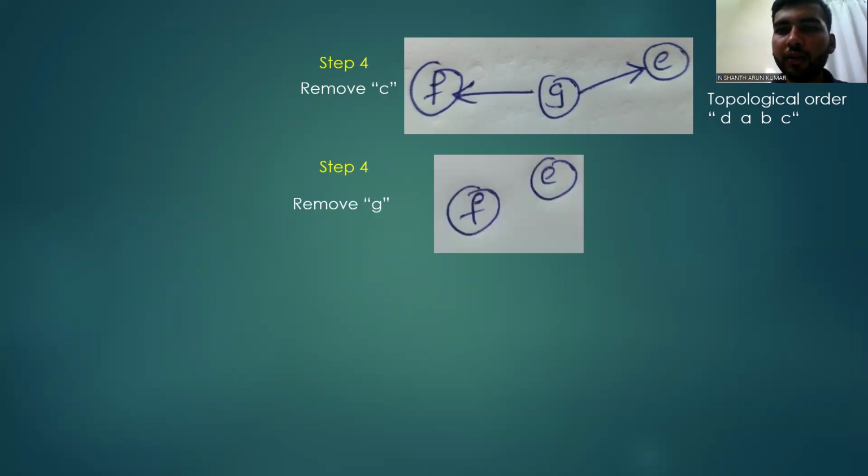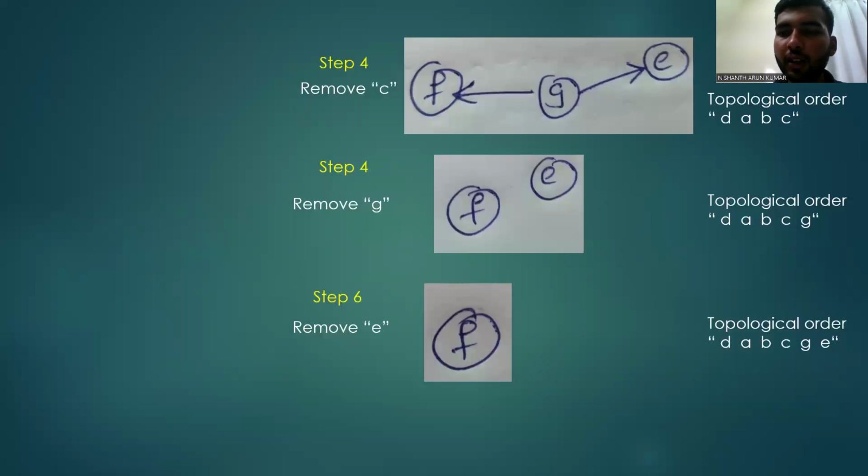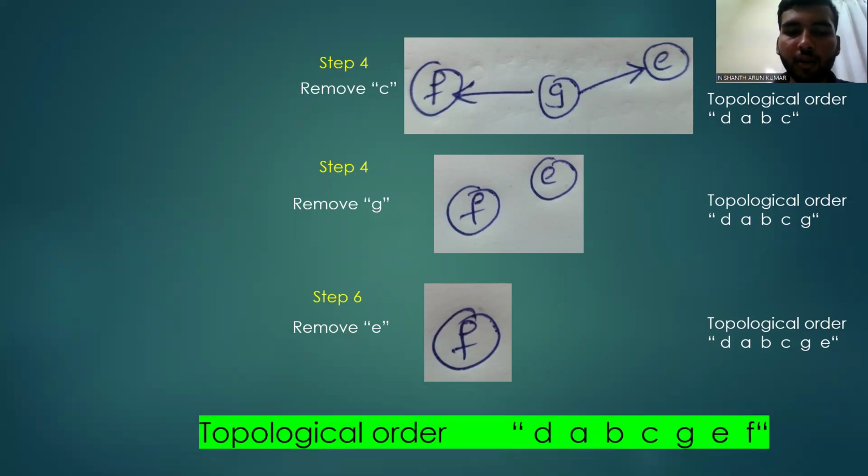By removing G, there will be two nodes. Topological order becomes DABCG. Then the sixth step is removal of E. Then the topological order becomes DABCGE. This is the topological order. We have the topological order in an order of DABCGEF.